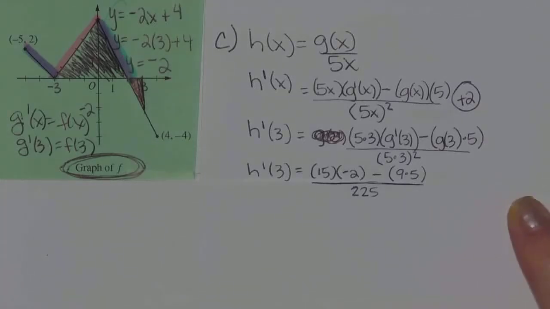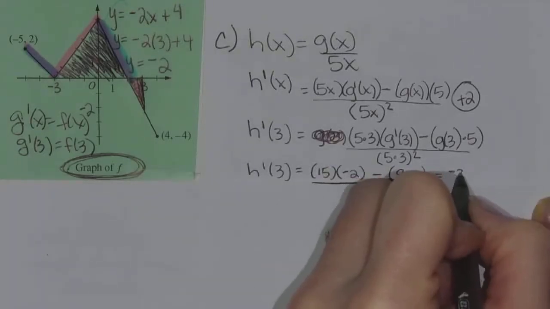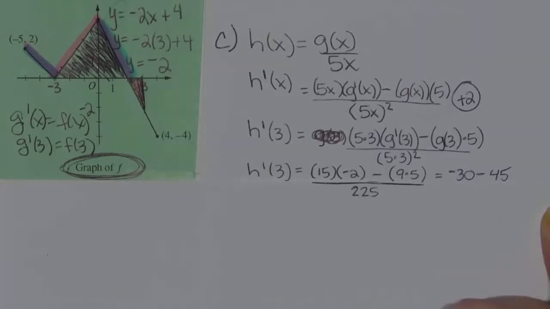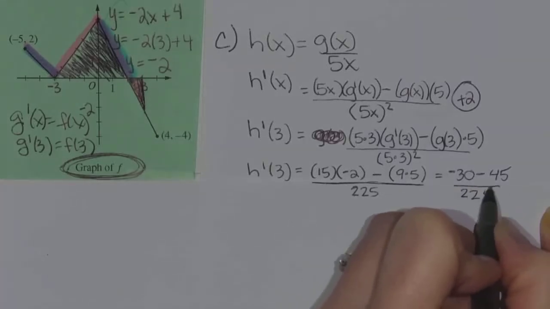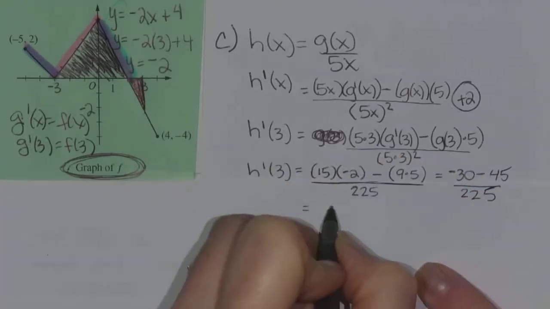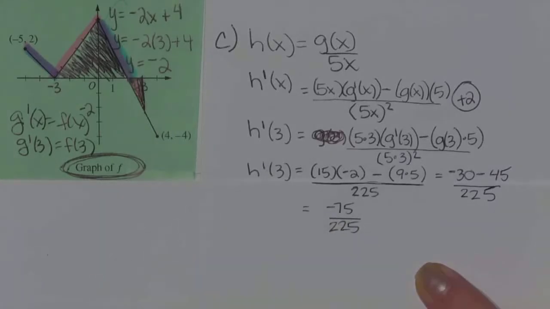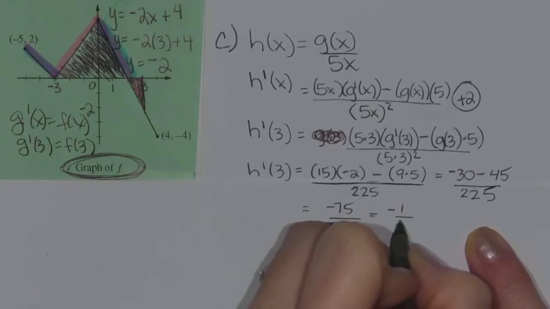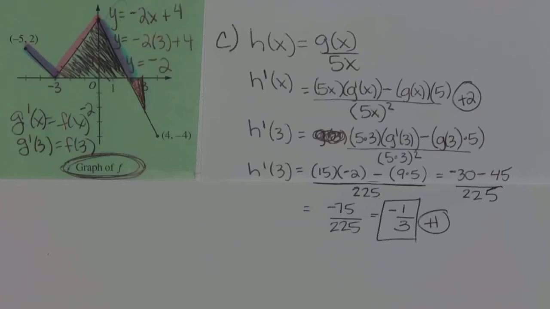Okay, so finishing this up, I have 15 times -2 is -30 minus 45 all over 225, which would then equal -75 over 225. And if you reduce that fully, you actually get -1/3. Final answer. And they're going to award you a point for getting -1/3.